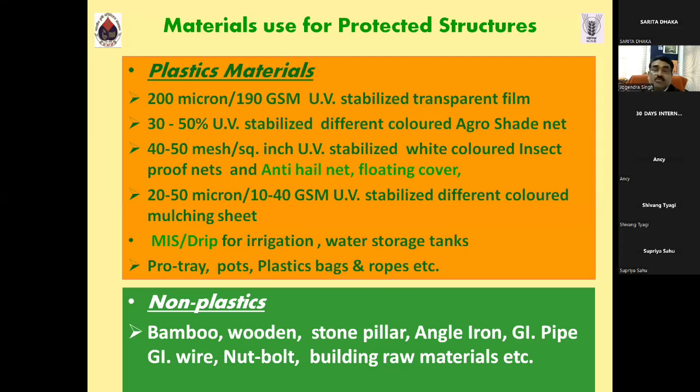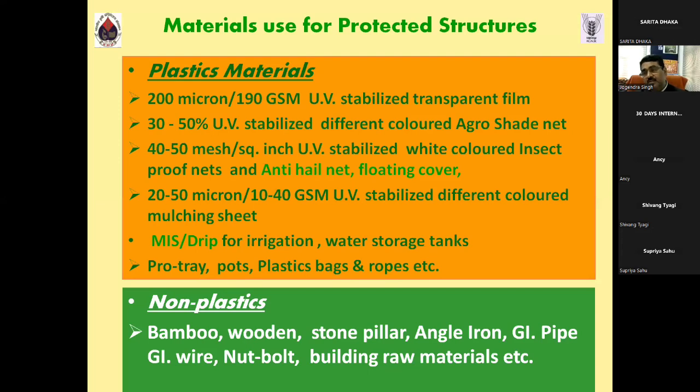So this is the classification of covering material. What are the materials that are suitable for installation of the protected structure? We have divided the material into 2 types: one is plastic covering material and the second is non-plastic covering material. Plastic covering material: the first is 200 micron polythene, poly sheet, 30 to 50% UV stabilized.